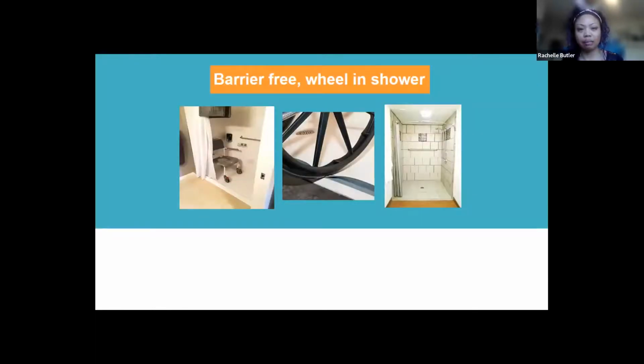Okay, so the second priority is typically a barrier-free wheel-in shower. As you can see here, this is where bathtubs used to be. We've taken the bathtub out and we have now created a space where you can roll in. Now you'll see in the middle photo there is a rubber dam, that would assist with keeping the water from coming out.